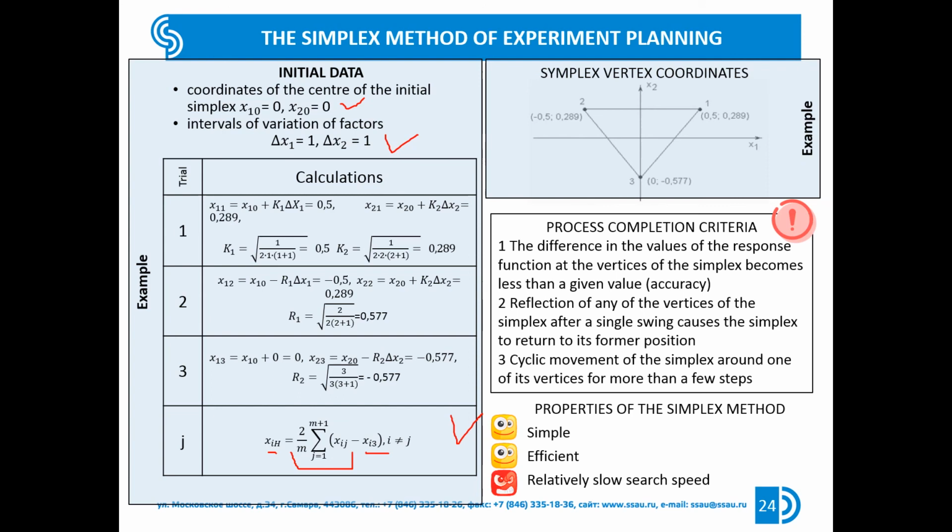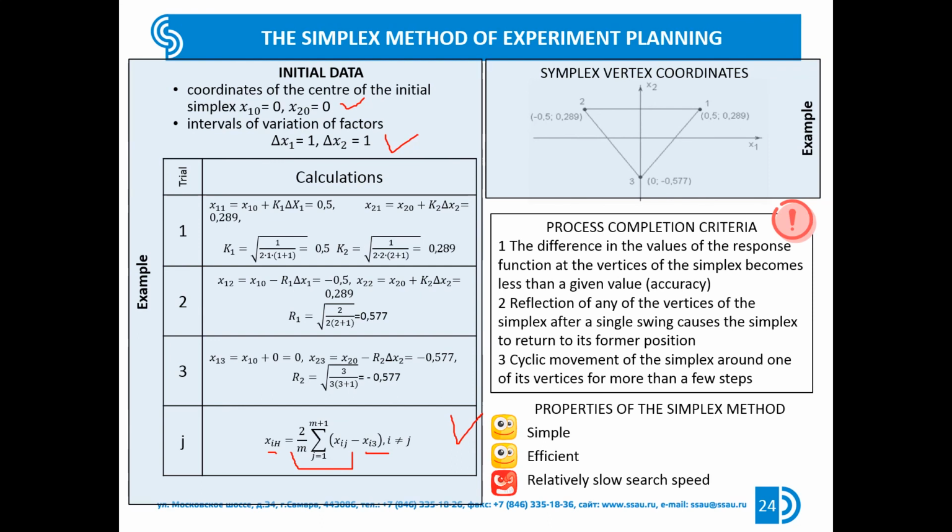Second, the reflection of any of the vertices of the simplex after a single swing leads to its return to the former position. There is reason to believe that the simplex covers the optimum point. Third, the cyclic movement of a simplex around one of its vertices over more than a few steps. A similar situation occurs when the desired optimum is located within the area covered by the circulating simplex. In cases 2 and 3, it is recommended to reduce the size of the simplex, meaning the distance between the vertices, and continue the search until the desired specification of the coordinates of the optimum.